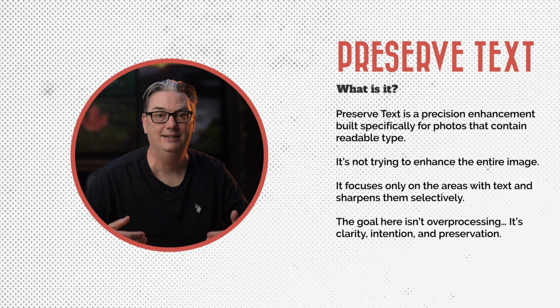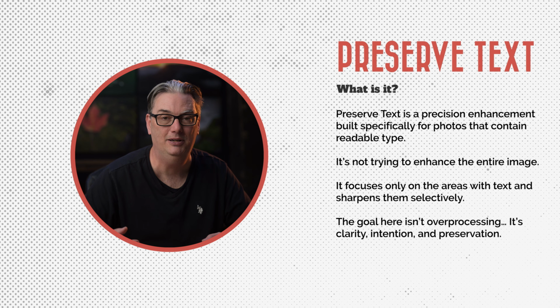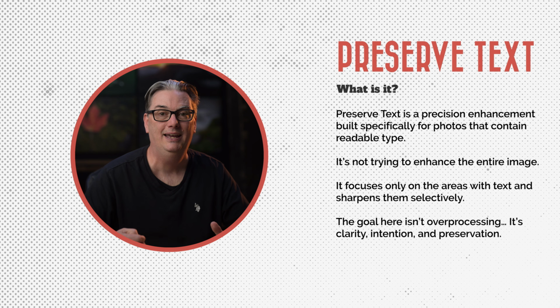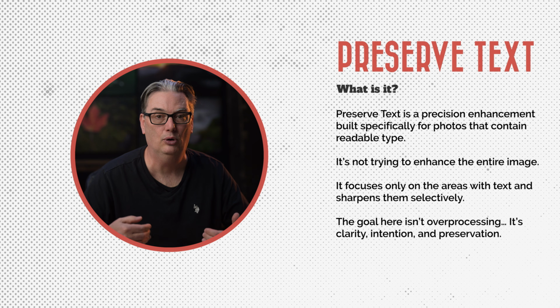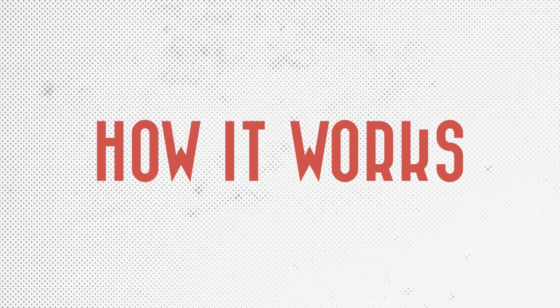So Preserve Text is a precision enhancement built specifically for photos that contain readable type. It's not trying to enhance the entire image. It only focuses on the areas with text and sharpens them selectively. So the goal here isn't over-processing, it's to add clarity and preservation.